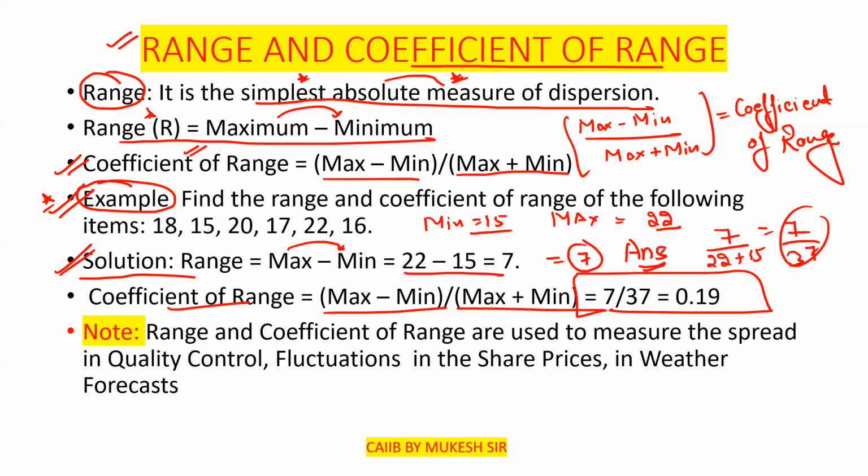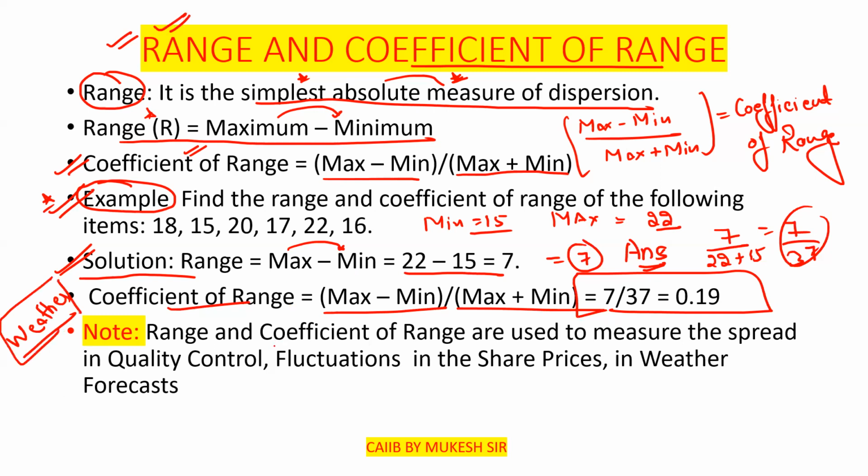Okay, so these are all simple formulas, but we have to understand all these things. Clear? So now next, where will it be used? Range and the coefficient of range, like we can say basically in weather forecasting. This one is the minimum weather, this one is the maximum weather. You will find that they have given the range.